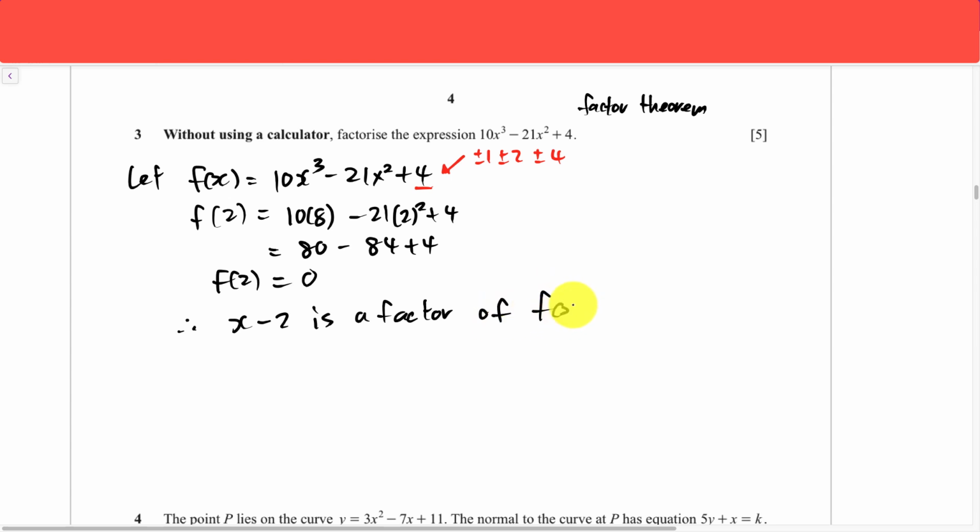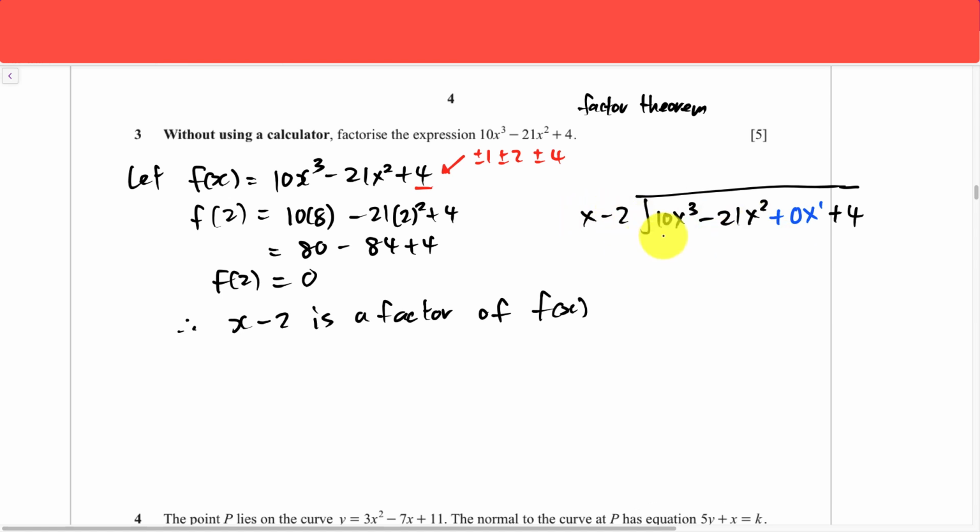Okay, this is a very basic factor theorem. Then the next thing I will do is a long division. This is 10x cubed minus 21x squared. But when you do a long division, something you need to pay attention to is that you don't have an x to the power of 1 over here. So I will need to add 0x to the power of 1 here, in order to make the division process very smooth, so remember to add it. If not, you will just get stuck halfway, and then I will divide by x minus 2.